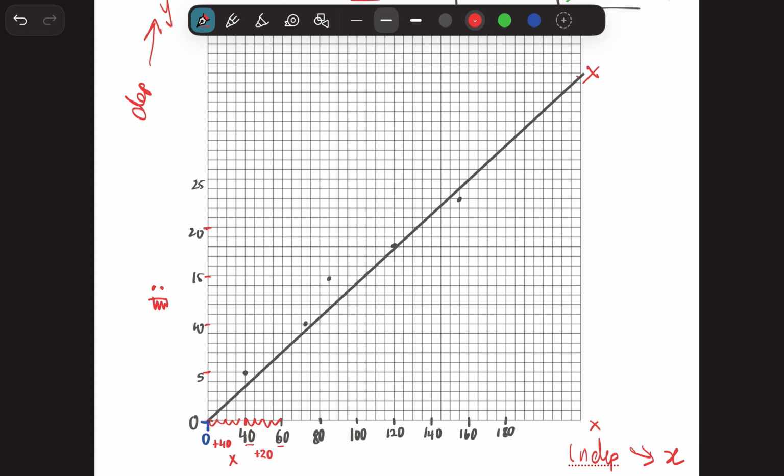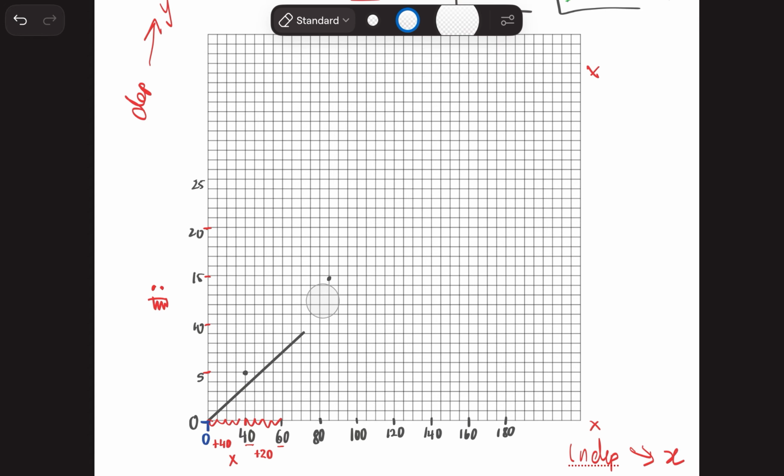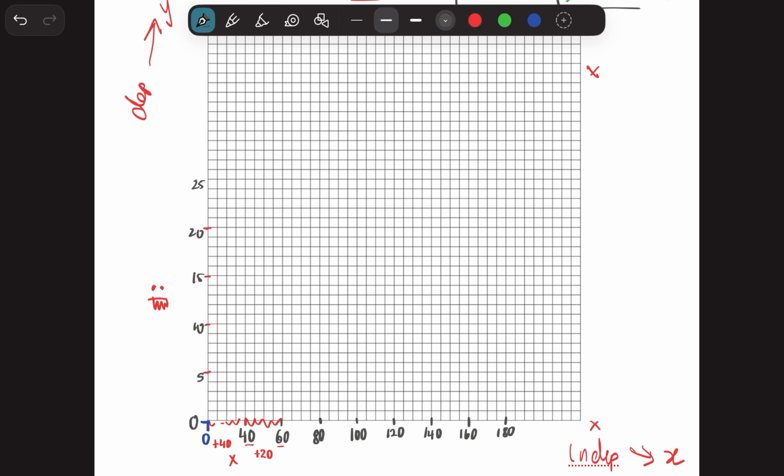But let me pretend this person didn't draw a line of best fit. Watch what I'm going to do. Okay, I'm the student again. And here are my dots. I'm going to make up some dots. And I did the right thing. I connected the dots.